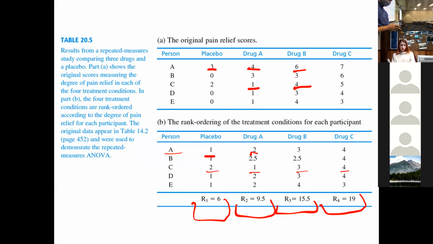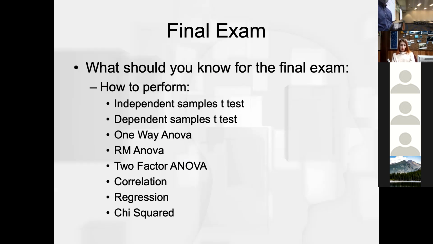All right. So, a couple quick things about your final exam. For your final exam, you should know how to perform an independent samples t-test, dependent samples t-test, one-way ANOVA, repeated measures ANOVA, two-factor ANOVA, correlation, regression, and chi-squared.